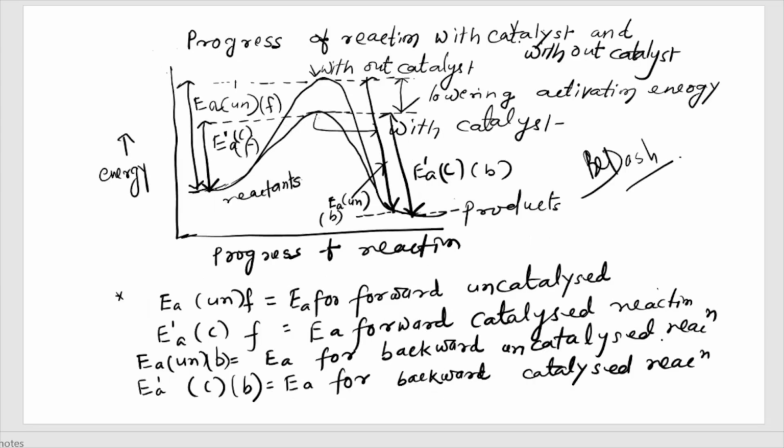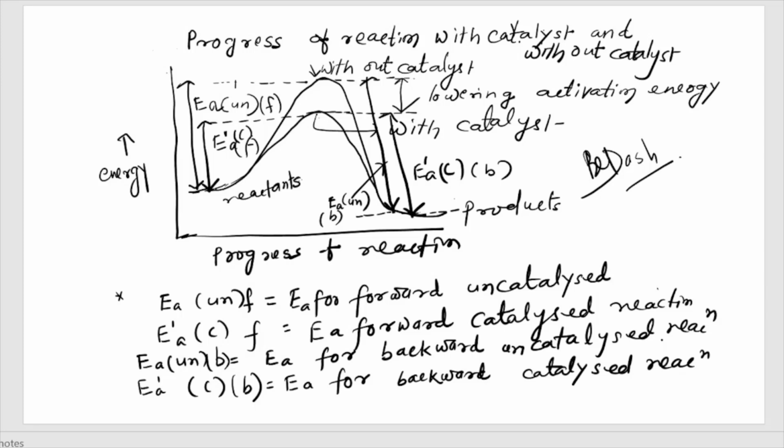So, progress of reaction with catalyst and without catalyst. With a catalyst, the energy required is less, so the energy is lowered. Without a catalyst, the energy is more, so it takes more time, but there is no change in the product. In theory you can understand very well what happens with a catalyst and without a catalyst.